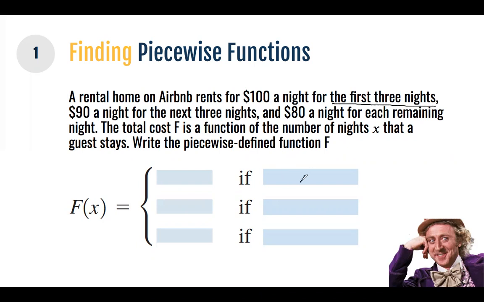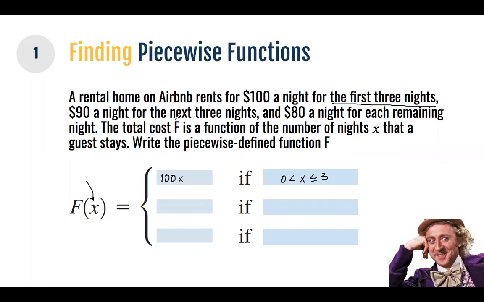So this means that X has to be greater than 0, but less than or equal to 3. So that's our first condition. You could argue that you could also have a 0 here, but I'm going to leave it like that. And if the rent is $100 per night, we're going to have 100 times X. That means that if I'm staying 2 nights, I have to multiply the number of nights, which is the input of this function, by the rent that we're giving here.